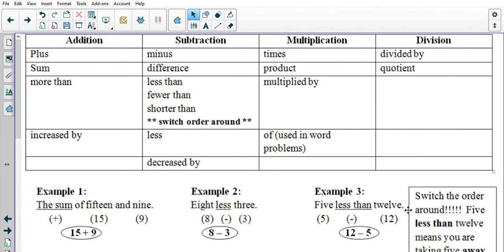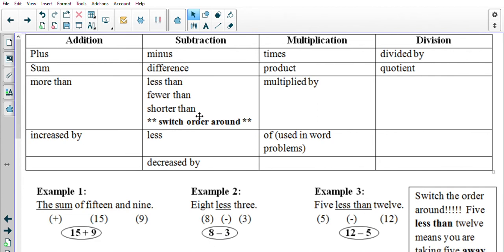Take a quick look, though, at example 2. It uses the word less, not less than. So 8 less 3 means I've got 8. Less 3 means to take 3 away from that. So you keep the order the same there. So if you see like less than, fewer than, shorter than, switch that order around.